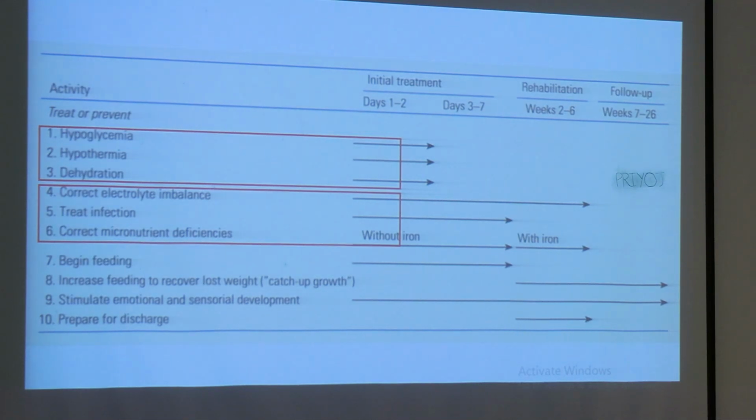You are treating the infection as well. Start treating the infection with broad spectrum antibiotics. And for the micronutrient deficiencies, you do not give iron at this phase, otherwise the other micronutrient deficiencies are treated. And you begin the feeding with F75 and stimulate emotional and sensorial development, but not other activities. So hypoglycemia, hypothermia, dehydration, electrolyte disbalance and starter feeding are all started at the beginning, mainly for the 1 to 2 days.